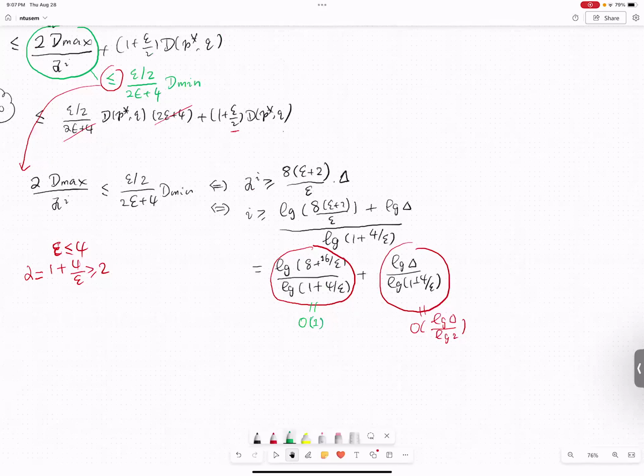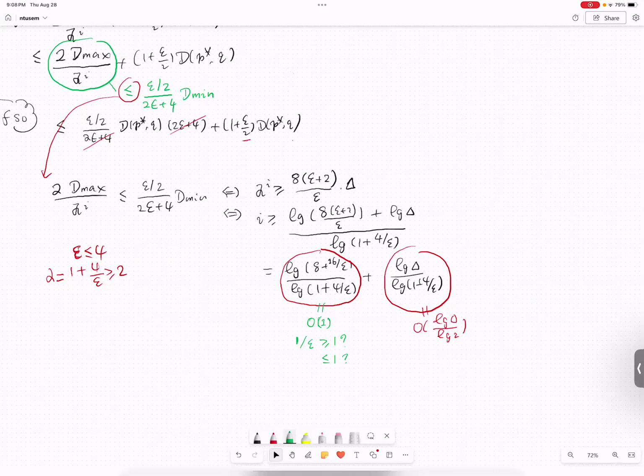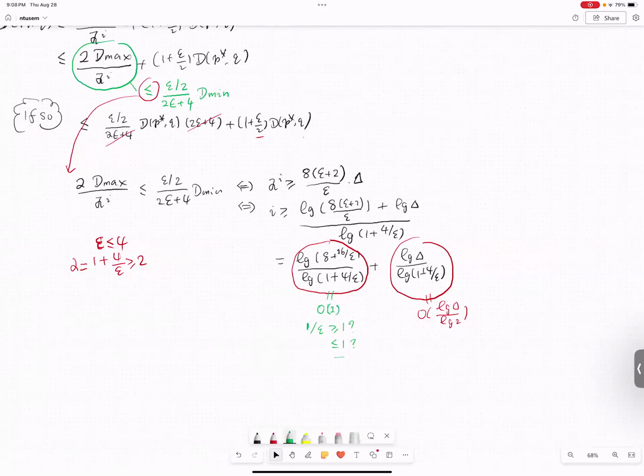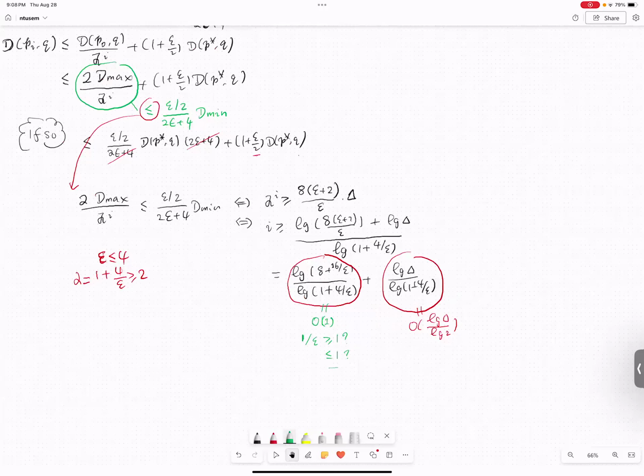So here is a sketch of the proof. You want to consider 2 possibilities. Think about this 1 over epsilon. Let's say you want to distinguish 2 cases. Is this larger than or equal to 1, or is it less than or equal to 1? You want to analyze these 2 cases separately. In the first case, you will only have 1 over epsilon, so that will be the dominating term. But for the second case, you will not have 1 over epsilon. That's the idea, but I will not go into the details of this.